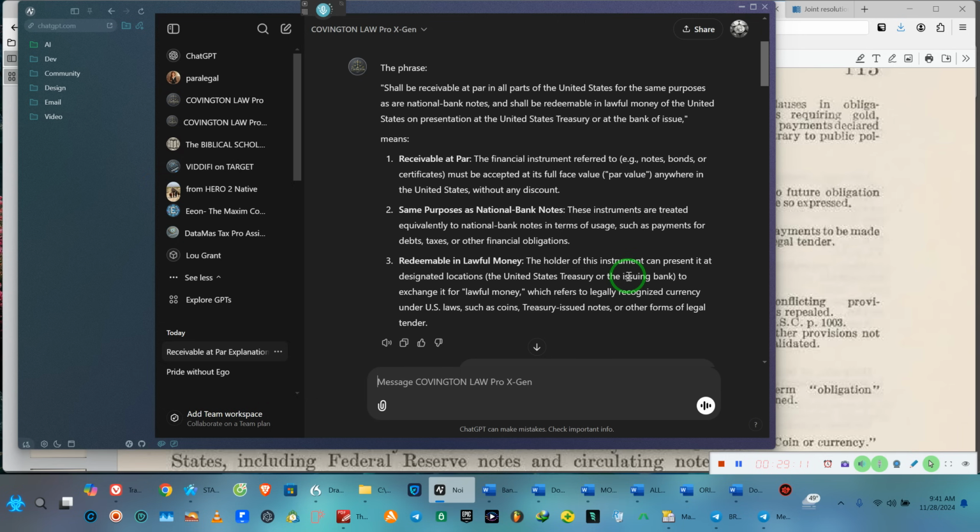A House joint resolution is not a law, but a joint resolution, now you're starting to talk. But you have to identify the joint resolution because they make joint resolutions all the time. So you have to identify the date and the year. So, June 5th, 1933.